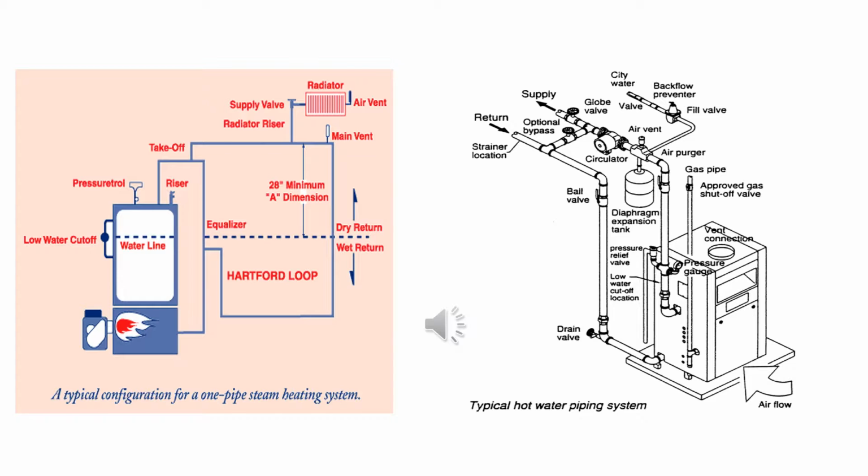A steam boiler is designed to heat the water to the boiling point and change the water to steam. The main way the heat is transferred to the conditioned space is by latent heat. As the steam cools and condenses back to water, it releases 970 BTUs for every pound of steam.